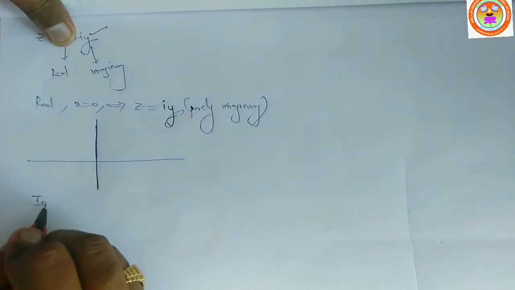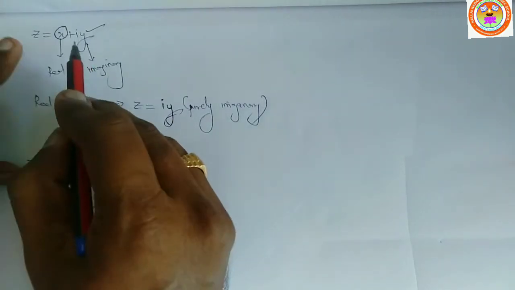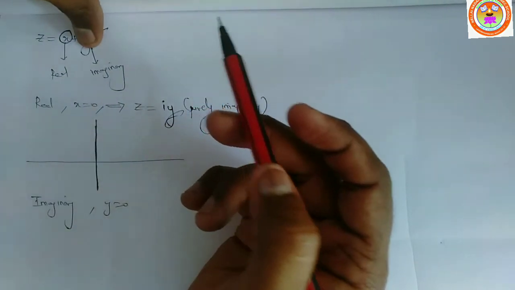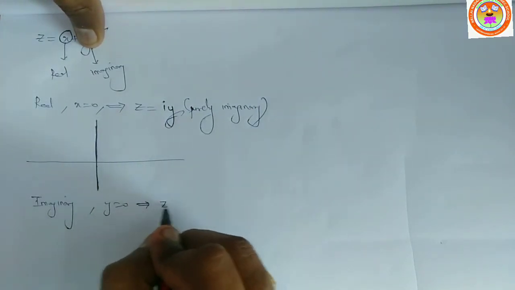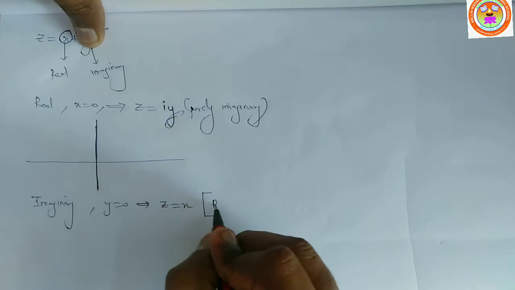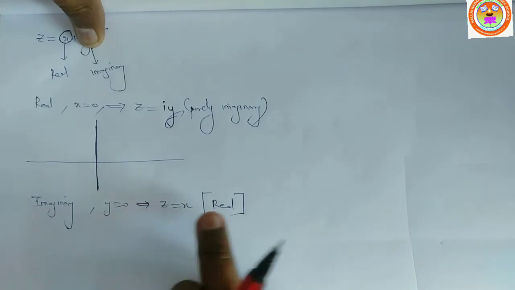Suppose the imaginary part, that is y, is equal to 0. Then only x will be present, which implies z is equal to x. This is real. You don't need to say it is purely real; you can just say it is real. Z is equal to x, it is real.